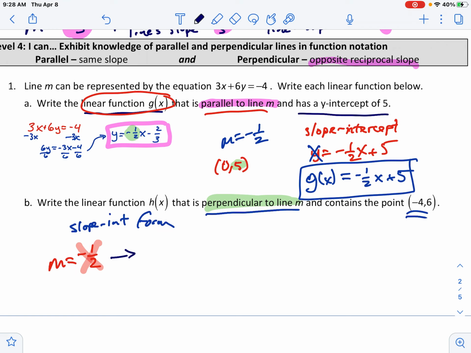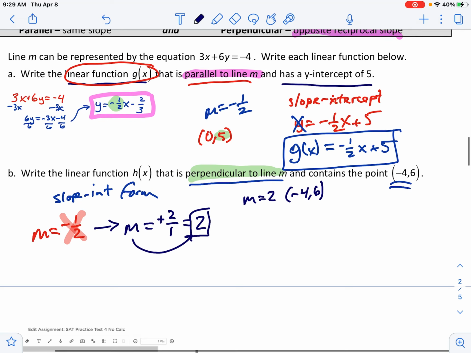Perpendicular means opposite reciprocal. Change the sign from negative to positive and flip it. So it becomes positive 2 over 1, which is just positive 2. So the slope we have in our problem is positive 2. We have a slope of 2. We have a coordinate of (-4, 6). That means point slope form.